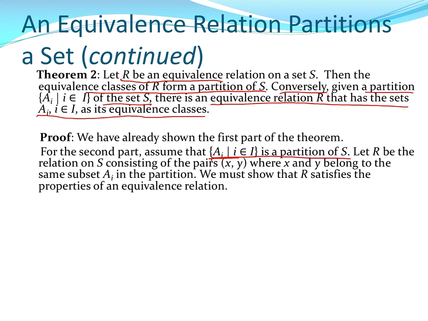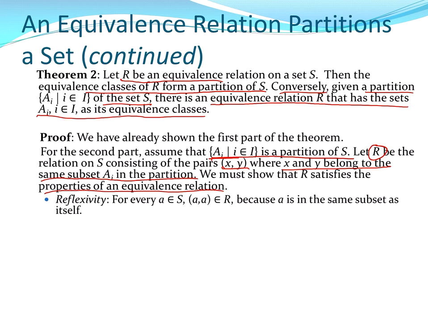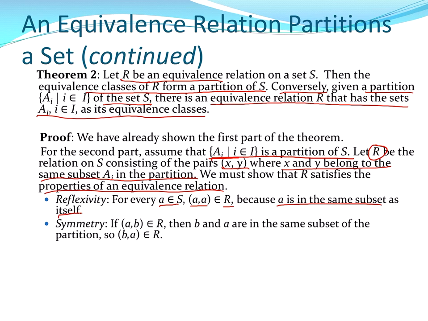We assume that we have a partition of S, the A sub i, where i comes from the index set. And then the relation will be the set of pairs (x, y) where x and y belong to the same subset in the partition. And we'll show that this satisfies the properties of an equivalence relation, namely reflexivity: for every a element of S, (a, a) is in R because a is in the same subset as itself. Symmetry: if (a, b) is in R, then b and a are in the same subset of the partition, so (b, a) is also in R.